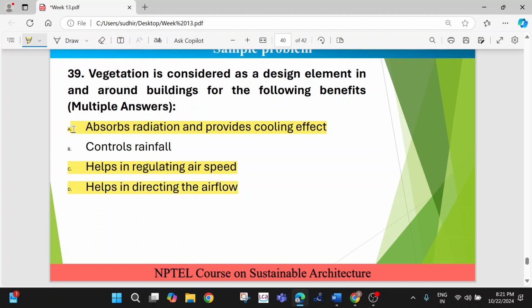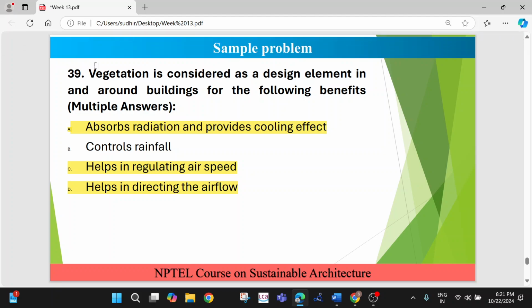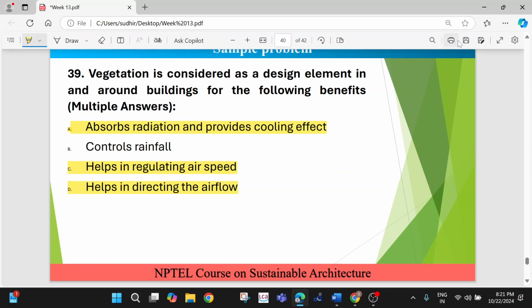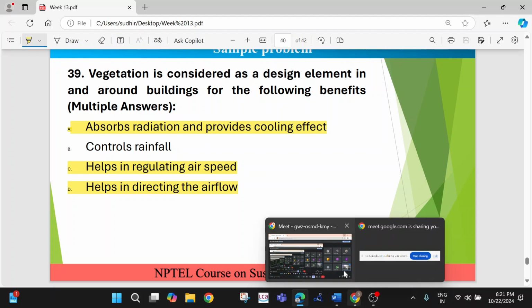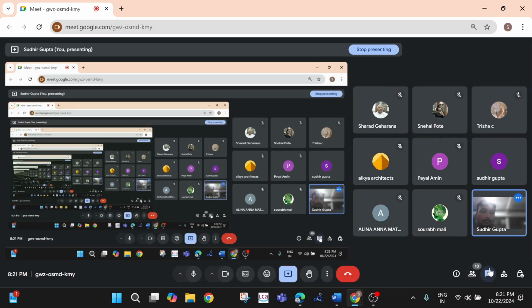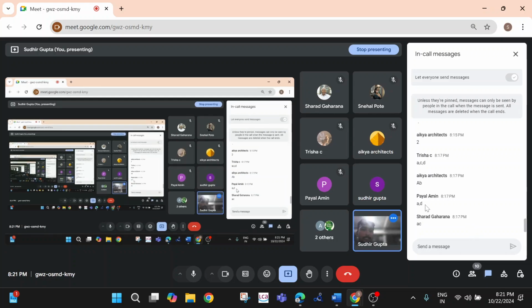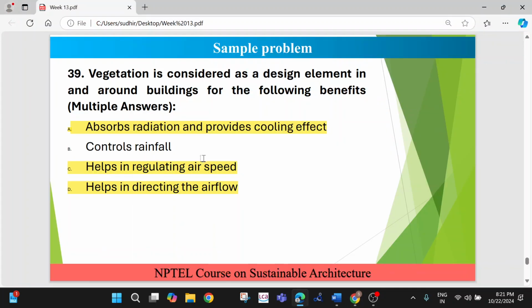All these three options, they are referring to the benefits of considering vegetation as a design element in and around the building. So none of you have answered B. I think AD is there, AC is there, but ACD is the right answer. Is it clear?